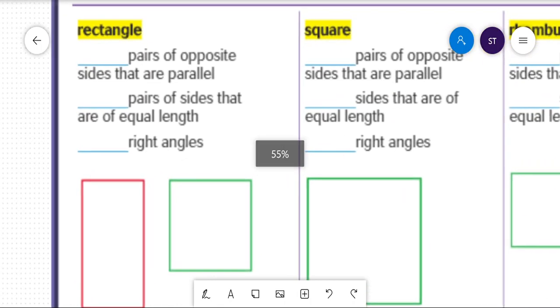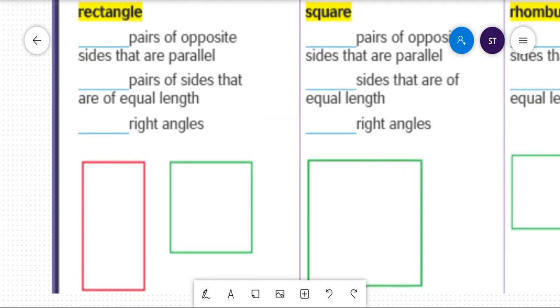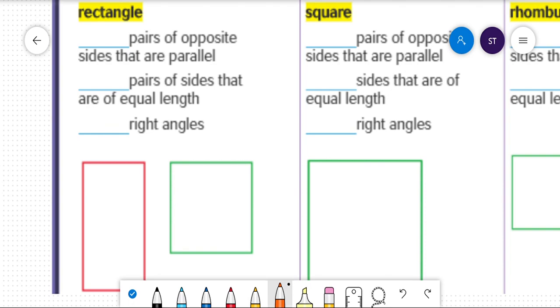Next, we have a rectangle. Rectangles have two pairs of opposite sides that are parallel. This side is parallel to this side. They will never touch and they will never meet, while this side is parallel to this side. A rectangle has two pairs of opposite sides that are parallel.